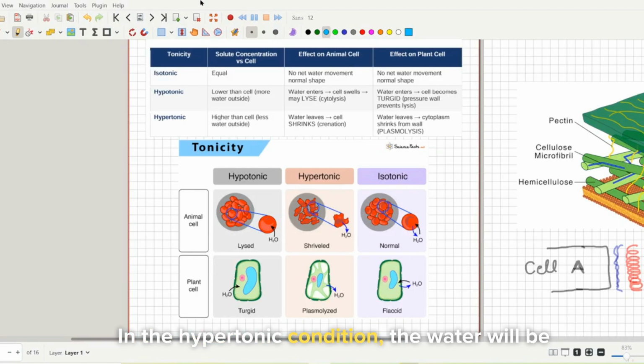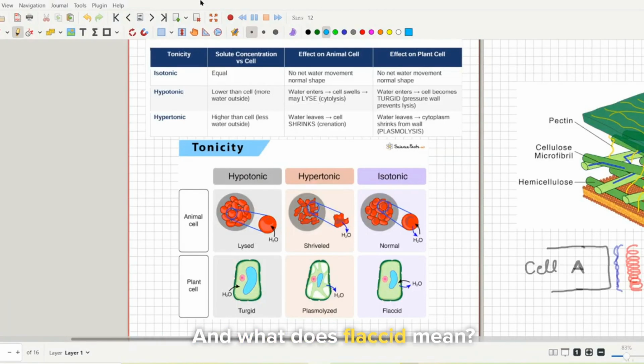In the hypertonic condition, the water will be removed from the cell, and it will shrivel. And if you talk about isotonic, then the water will go inside and outside of the cell, it will be in equilibrium, or it is a perfect state. If we talk about a plant cell, then the plant cell will be turgid in hypotonic condition and it will be plasmolysed in hypertonic condition. What do plasmolysed and turgid mean? Turgid means the cell is really tight and filled with water, and plasmolysed means the cell has become really small and shrunken and the water has been removed from the cell.